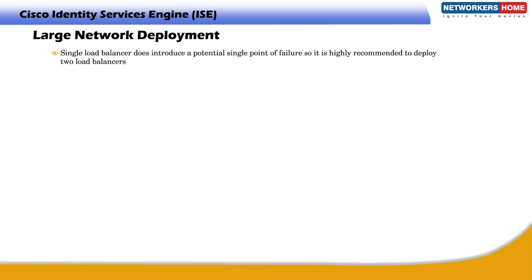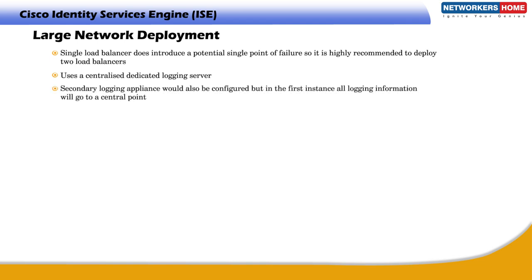The large network deployment also uses a centralized dedicated logging server. One node setup specifically for logging. This would typically be an appliance with a lot of disk space. A secondary logging appliance would also be configured, but in the first instance, all logging information will go to a central point. With a large network deployment, you have a dedicated primary PAN and dedicated secondary PAN, a primary and secondary MND. All logging goes to the primary monitoring appliance.